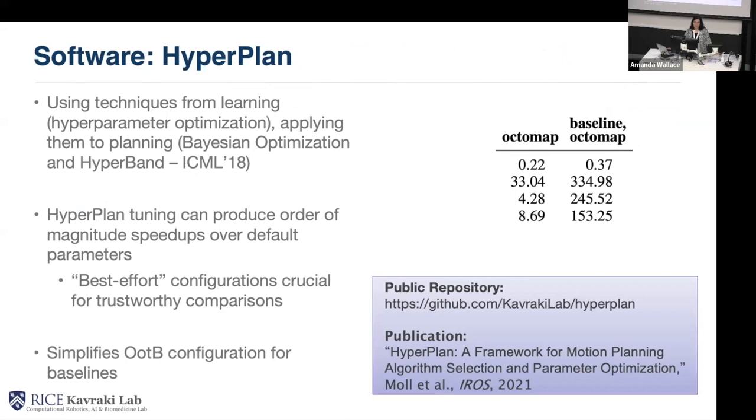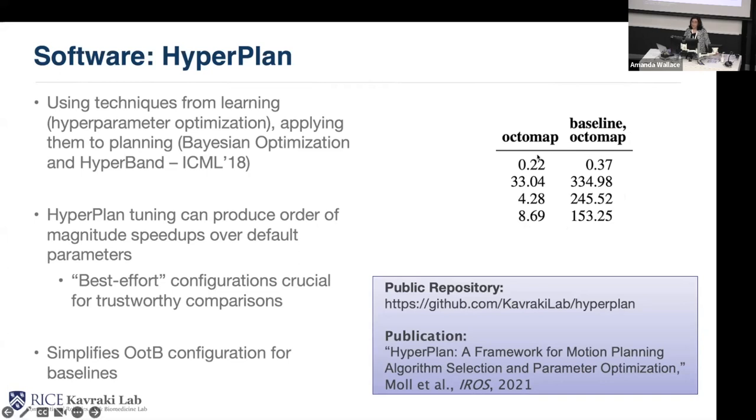You don't need to do that by hand. Now we have software called Hyperplan, and it really uses techniques from learning. This is a hyperparameter optimization that you're doing, and you're applying it to planning. So Hyperplan uses Bayesian optimization and Hyperband, and it can produce an order of magnitude speedup over the default parameters of OMPL. So if you are using one of the motion planning algorithms, at least make a minimal effort to tune the planner.